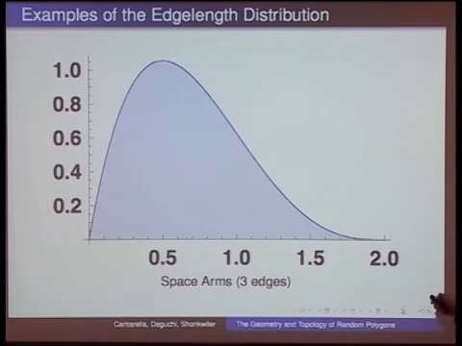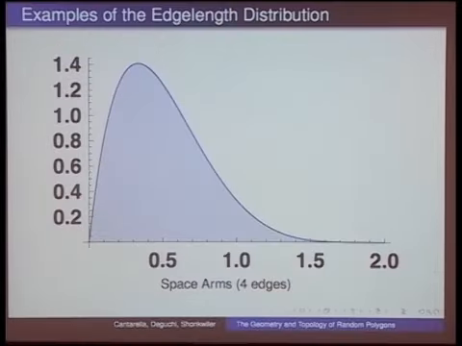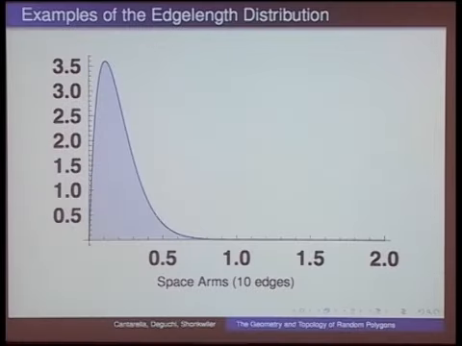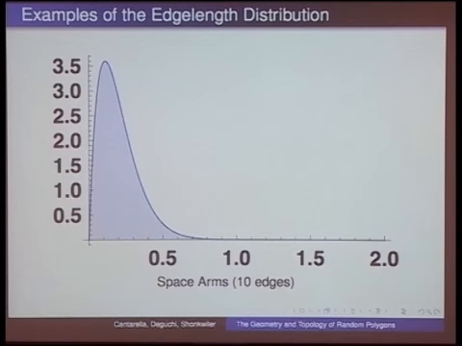So for a single arm, here's the probability distribution. This is 4-edge space arms, 5-edge space arms, 10-edge space arms. So you can see that these distributions are getting narrower and it's getting shorter, right? Because of course, if you have a 10-edge arm, you expect in some larger sense, the average length of a segment to be 2/10.